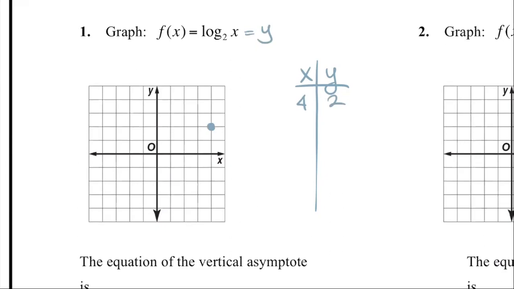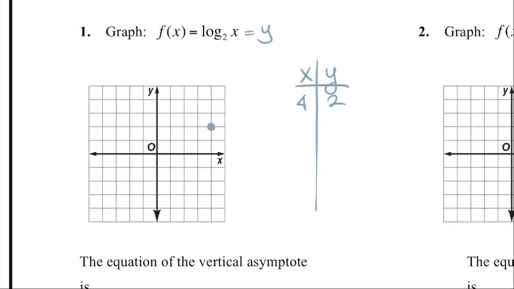Beautiful. Okay, let's do another point. Jackson, can you plug in a point? Pick a point to plug in to our function so we can plot this graph. Is it any point? Well, not any point. Pick a nice x to plug in. So we have log base 2 of x. What's a nice x to plug in?